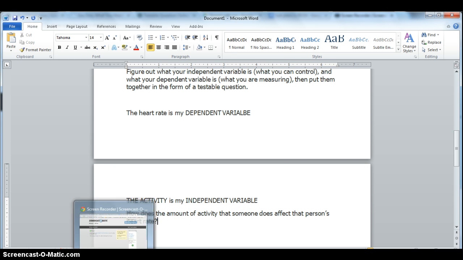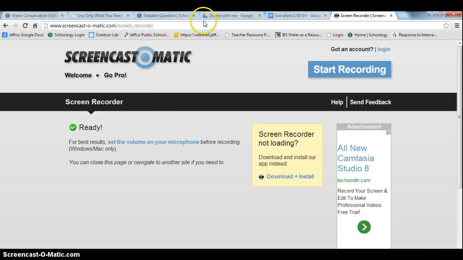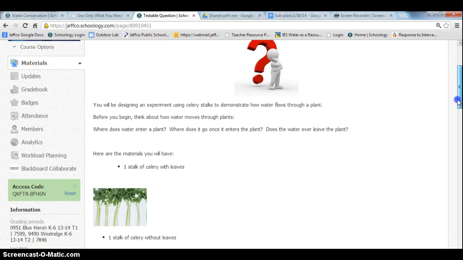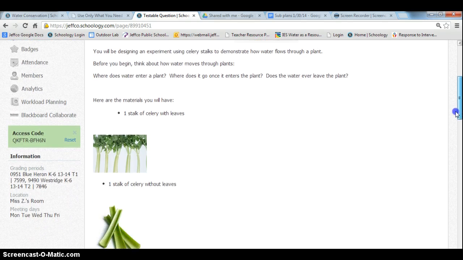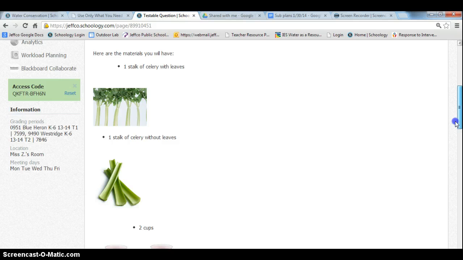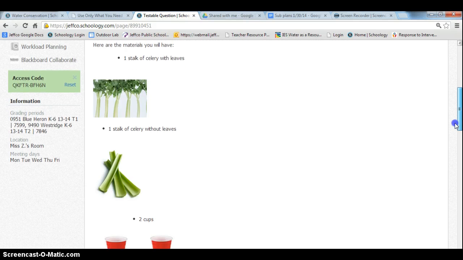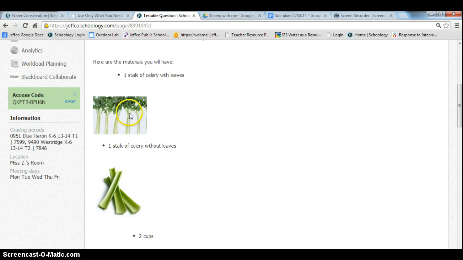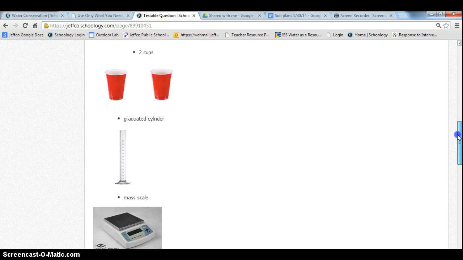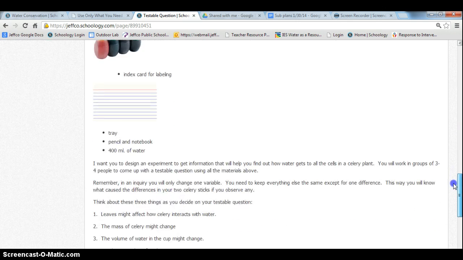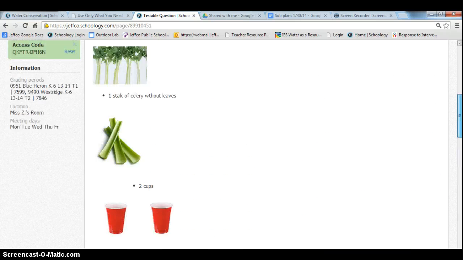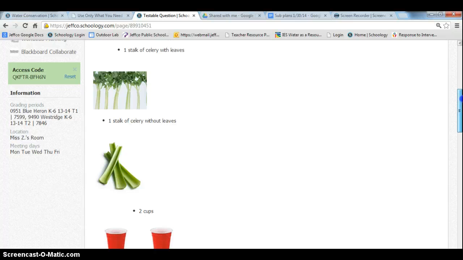Alright, so your task today in your group is to do the same thing now, except with your celery investigation. You need to identify your independent variable. So what's the one thing that's going to be different in this experiment? And we already identified that. That's going to be the celery stalks. One's going to have leaves, the other one's not going to have leaves. Now the next thing you have to do is figure out, looking at the materials, what are we going to measure about those celery sticks? Okay, what are we going to measure between the celery sticks with leaves versus without?